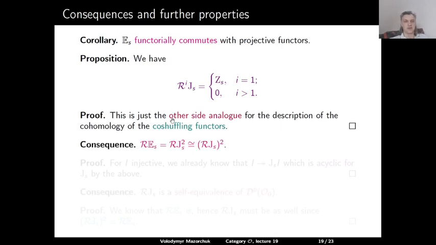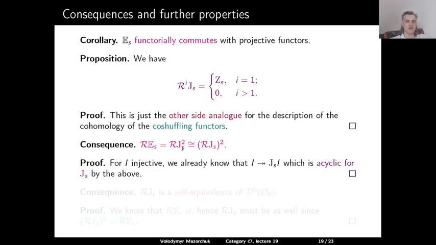The consequence of this is that the right derived of ES, which is of course equal to the right derived of JS squared, is isomorphic to the square of the right derived of JS. In order to prove this, we need to show that JS sends injective objects to acyclic objects for JS. But we know that JS sends injectives to the quotient of the corresponding injective by the maximal S-finite submodule.